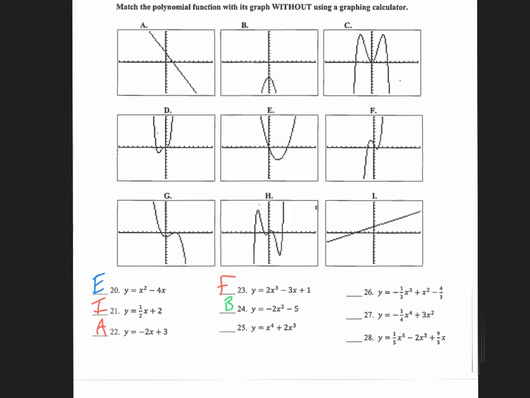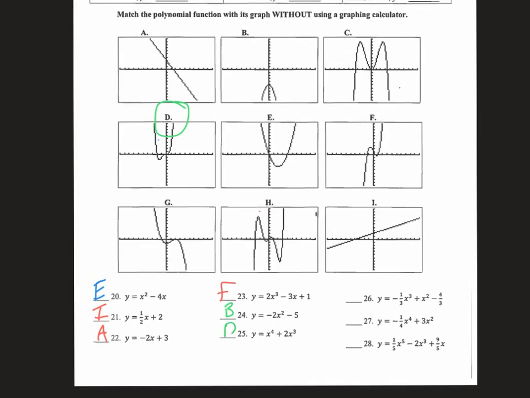So, 25, x to the 4th plus 2x to the 3rd, even degree, positive leading coefficient. So it's got to be this one, right? We already did E, so D is the only one left, so it's got to be D. Okay, let's change the marker again.